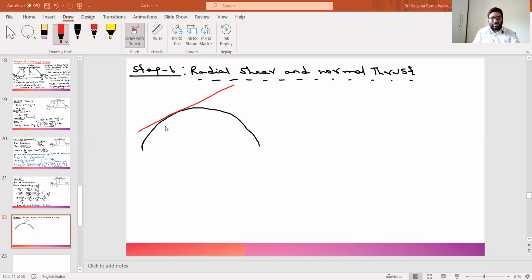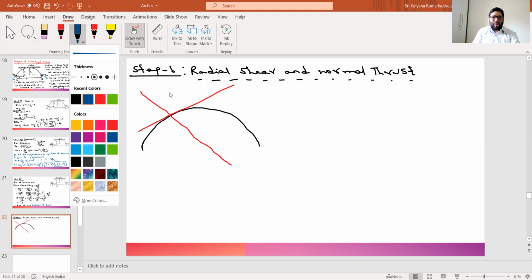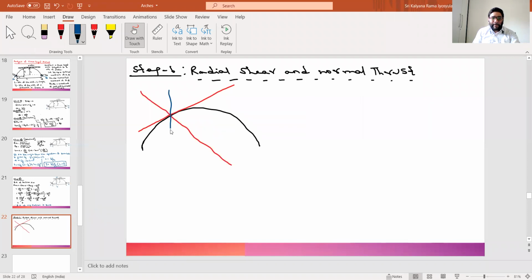Okay, this is the tangent line. And we also have the perpendicular to that, a perpendicular line going through that. And a section XX is being cut at this point. So this is the tangent line. And what is the other line? Radial line. So this is the radial line.